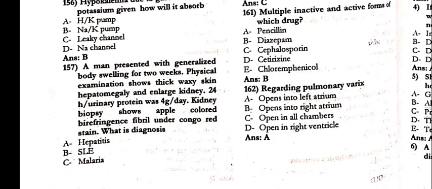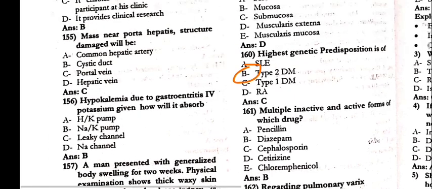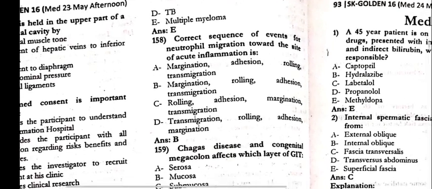Next, a man presented with generalized body swelling for 2 weeks. 24-hour urinary protein was 4 gram. Kidney biopsy showed apple-green birefringence under Congo red stain. That is basically multiple myeloma.